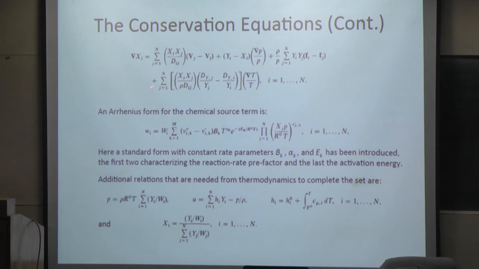Leading to formulas for diffusion velocities in terms of concentration gradients. This Stefan-Maxwell is a concentration gradient in terms of diffusion velocities. You can invert the matrix, but the trouble is when you do that, the multi-component diffusion coefficients appear instead of these binary diffusion coefficients, and they're more complicated.